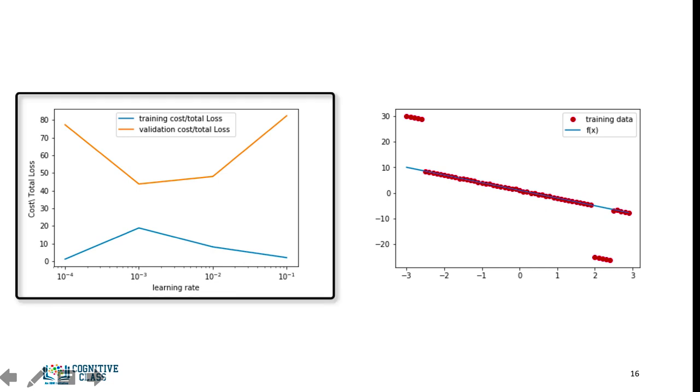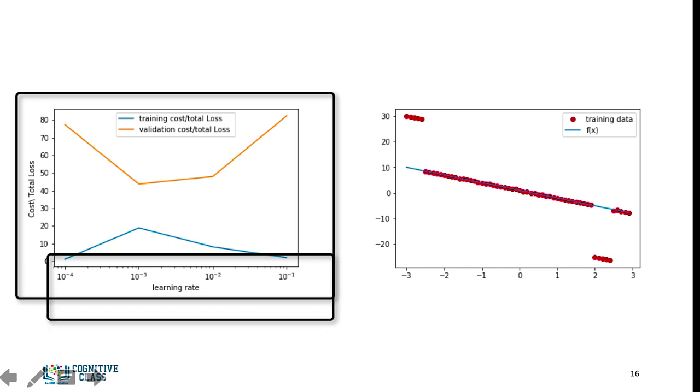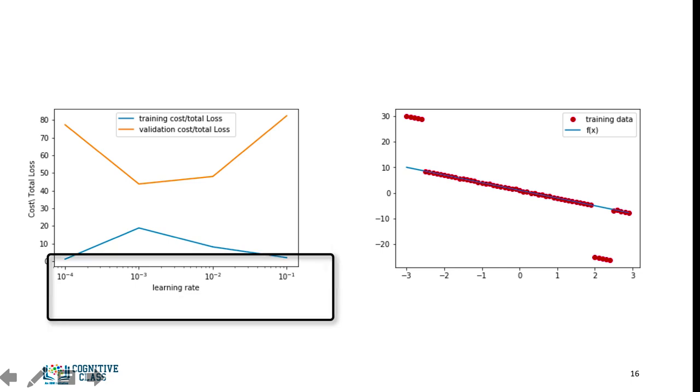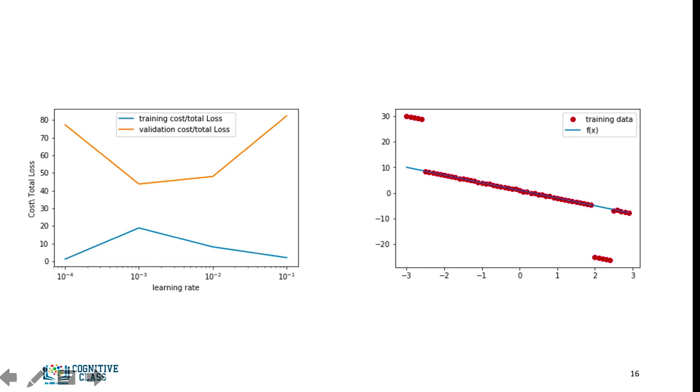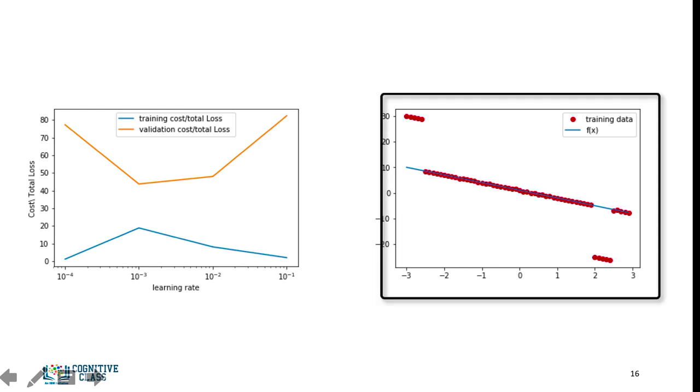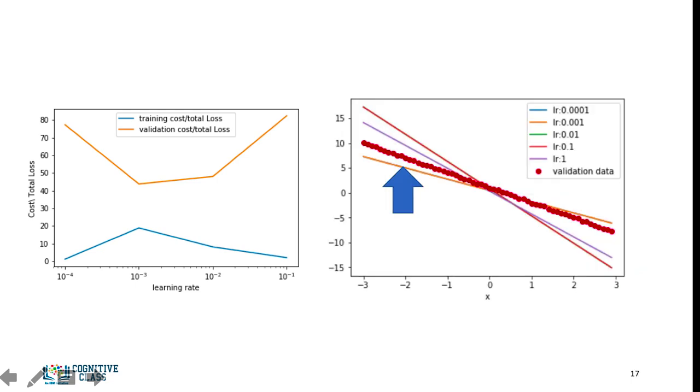The following plot shows the total cost for the validation and training data for different learning rates. The loss on the validation data is usually higher than the loss in the training data. This plot shows our data points and our true line, f of x. The following line minimizes our loss on our validation data. As you can see, it is very close to the actual line.